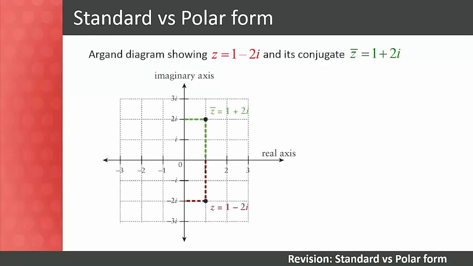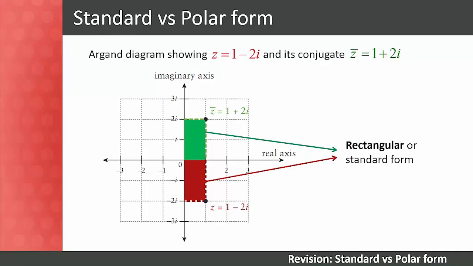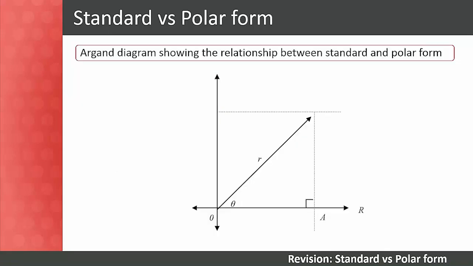diagram. Here's an Argand diagram representing z is equal to 1 minus 2i and its conjugate z is equal to 1 plus 2i. Notice the rectangular shapes on the complex plane. This should help your students remember how to identify the rectangular form. Students should remember from level 3 that the other form of complex numbers, the polar form, can also be obtained from an Argand diagram. This graph shows us the relationship between the rectangular and the polar form.